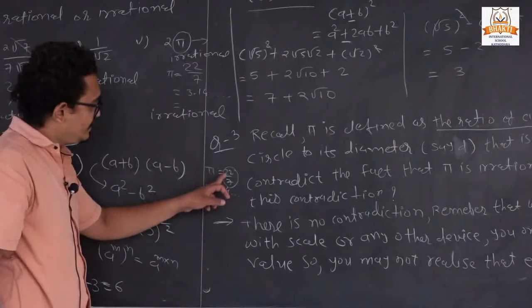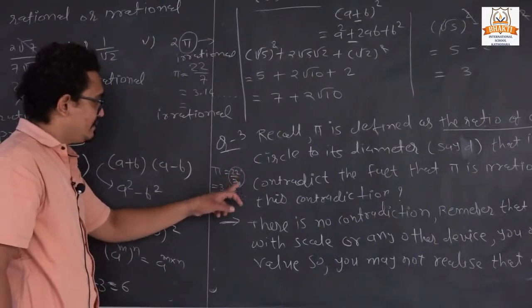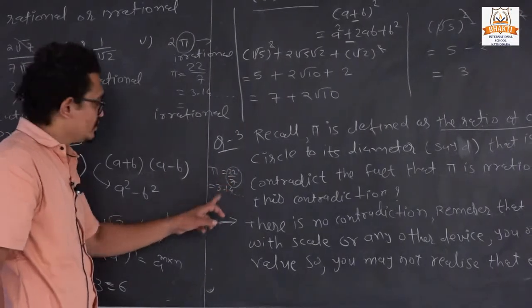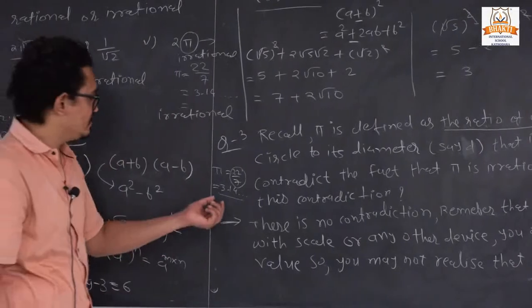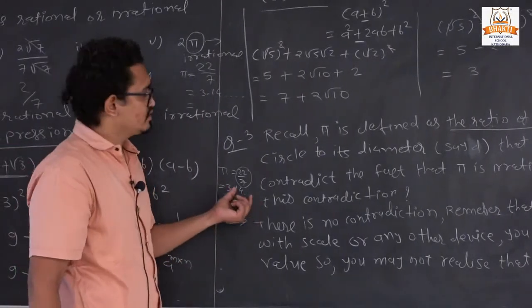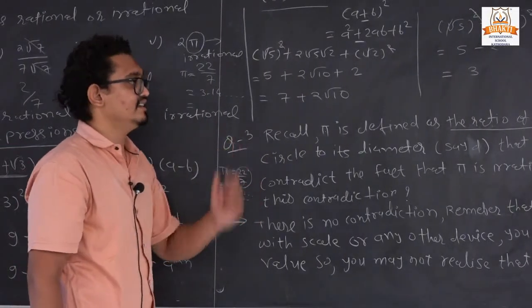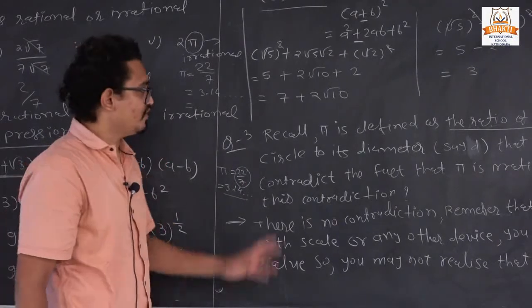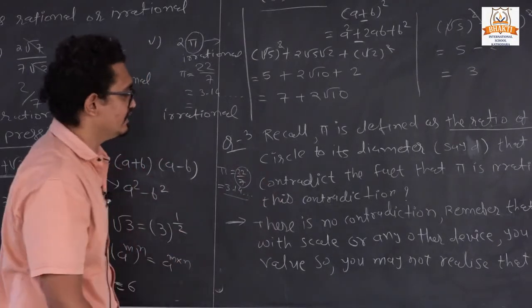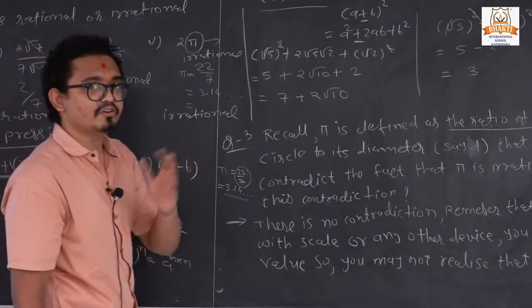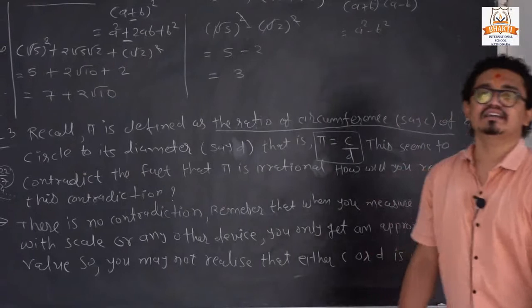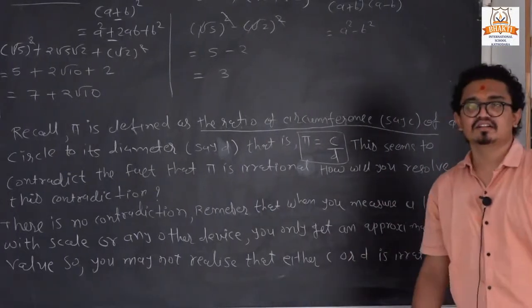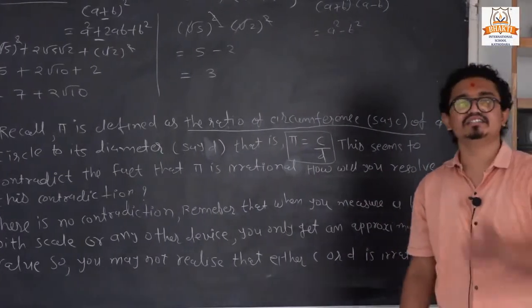But if we simplify that 22 by 7, we get 3.471 like that. We have a number of digits. So how can we say that it is irrational? For that, we haven't given the one reason. If we draw any circle, you can see that we can take the diameter or the radius. In each case, it is different.